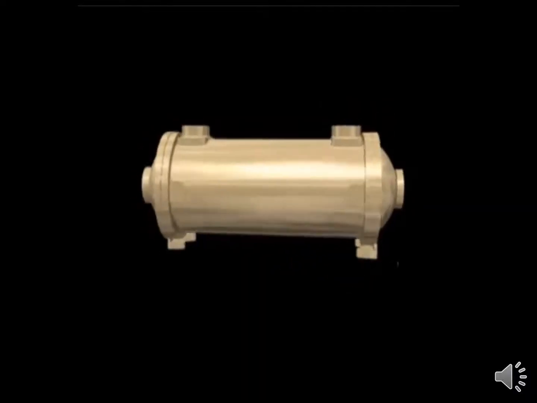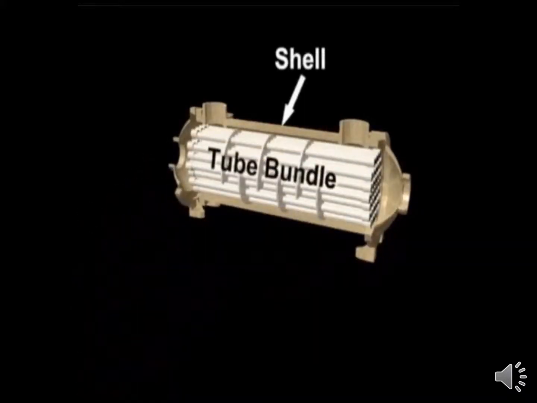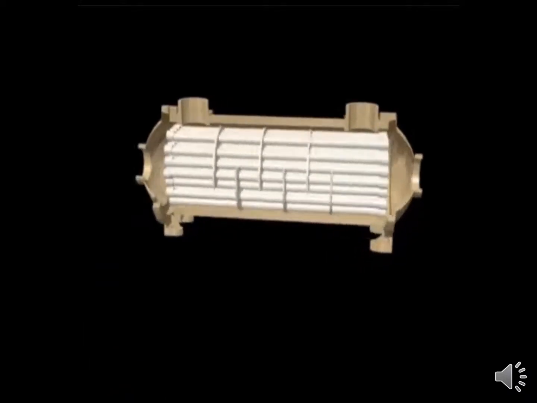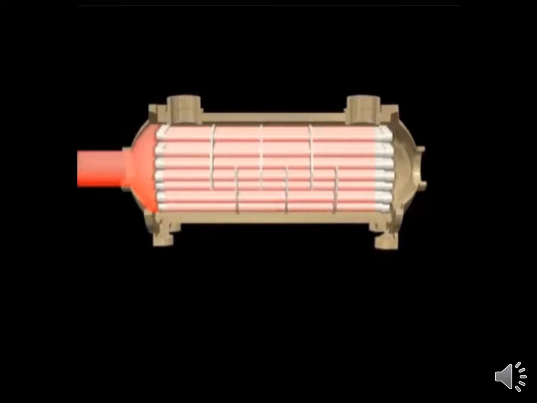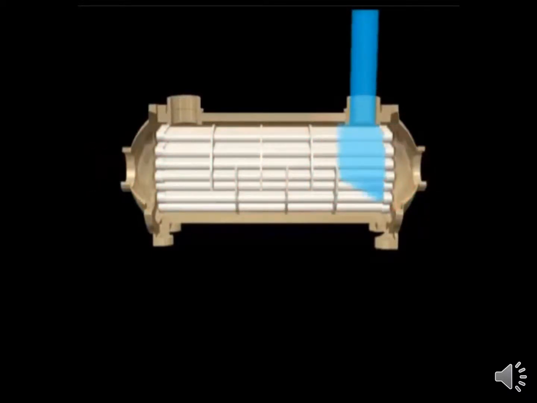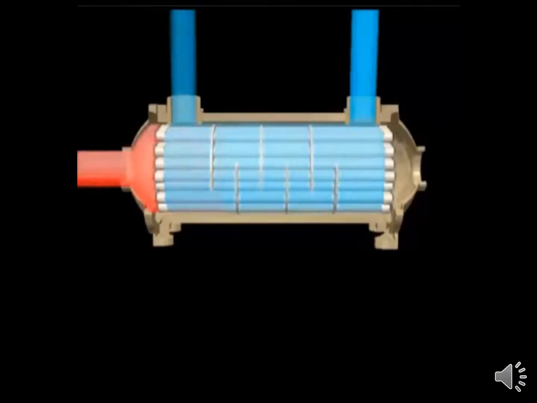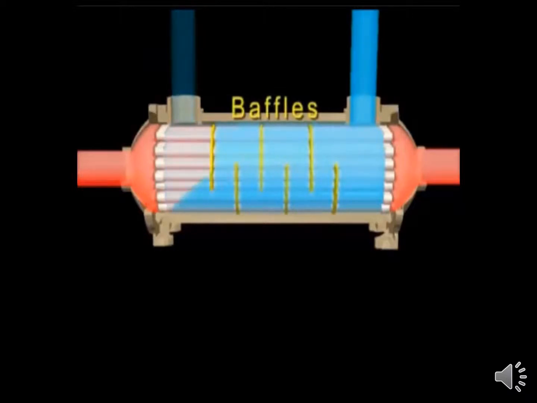A shell and tube heat exchanger consists of a bundle of tubes placed inside a larger tube, which is called the shell. The tube fluid, usually the process fluid, flows through the tubes in one direction. The shell fluid, usually the utility fluid, flows through the shell and around all of the tubes in the opposite direction. This is called a counter-current design. The shell contains baffles to support the tubes and repeatedly redirect the shell fluid across the tube bundle.